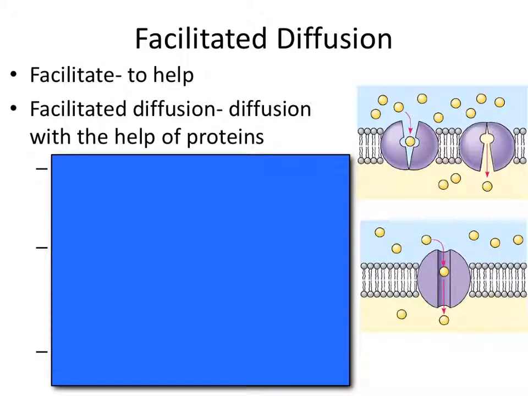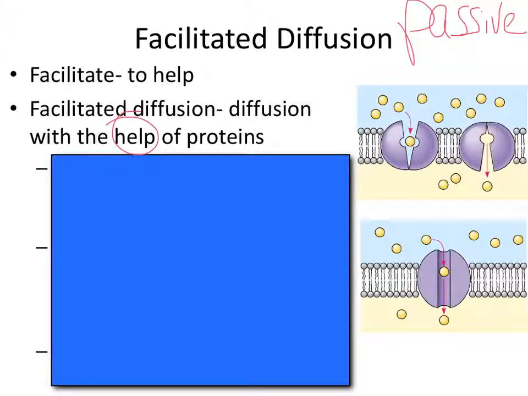So our last type of passive transport that we're going to talk about, I'm going to write that here because it is pretty important that we remember that this is a passive process. Does that require energy? The last passive that we're going to talk about is facilitated diffusion. The word facilitate means to help, so facilitated diffusion is just diffusion with the help of proteins.